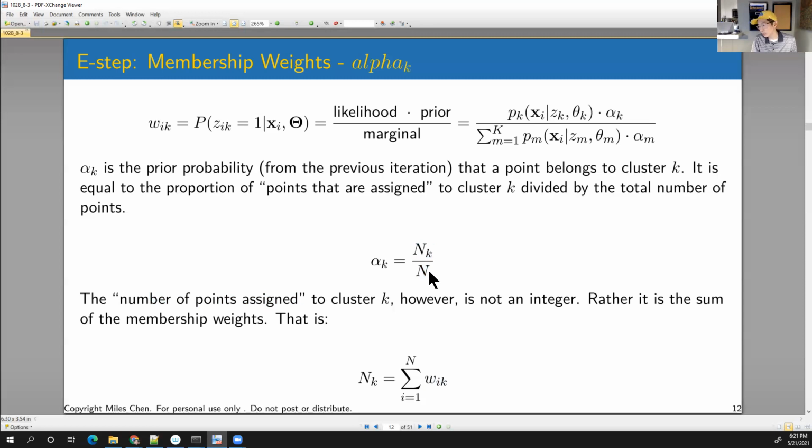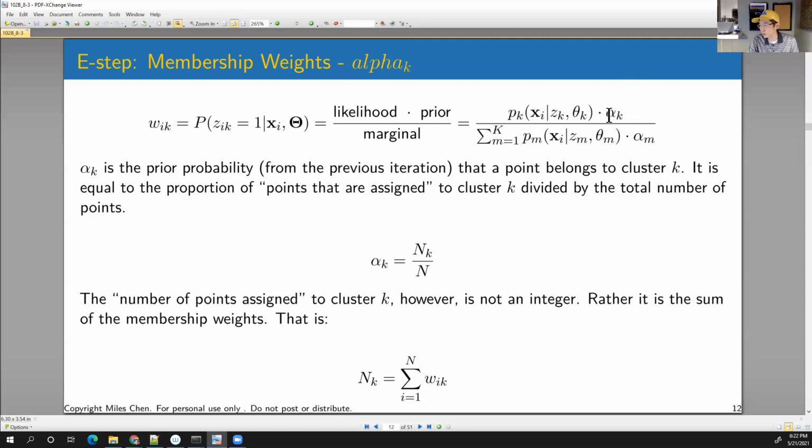If we have 1,000 observations, the sum of the different alpha Ks will add up to 1, right? So we might say 522.7 observations belong to cluster 1, 283.6 observations belong to cluster 2, and then some other number belongs to cluster 3. And when you add up all of the NKs, it's going to add up to N, okay? Because all of the WIKs will add up to 1 for every observation. And so when you sum up all of the NKs for the different groups, they're all going to add up to N as well. Is that okay?